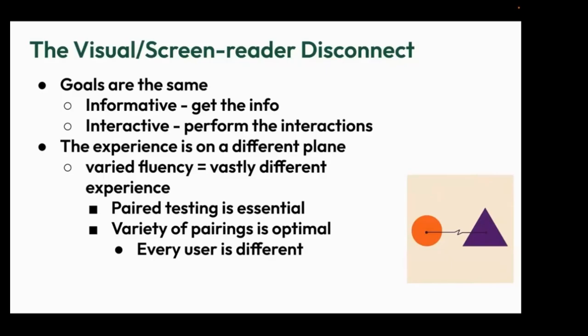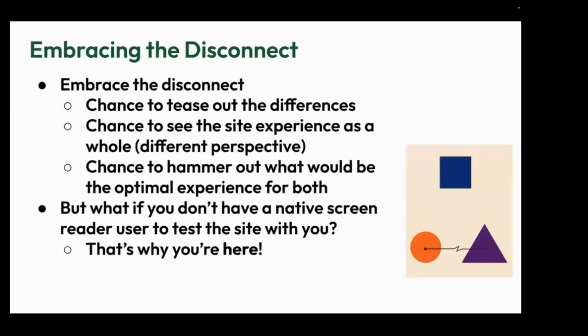On this slide, we have a graphic to represent this disconnect between visual surfers and screen reader users. So this graphic has an orange circle on the left and a purple triangle on the right. These two are connected with a black line that has a squiggle in the middle, illustrating the fact that they're very different experiences, and sometimes it's difficult to work together. But as you will see in the next slide, we think it's very much worth your while to embrace this disconnect.